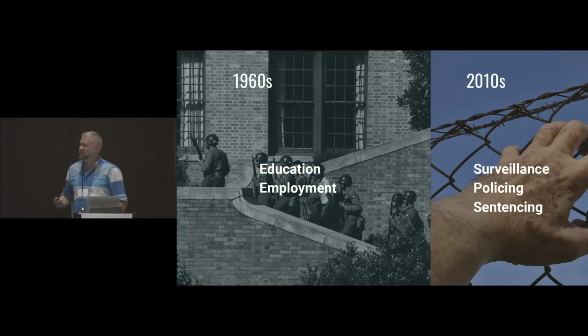And in the 1960s, the primary concerns of the fairness researchers that I looked at were to do with education and employment. Arguably, some of the highest profile concerns in the 2010s have been concerns around sentencing, policing, and surveillance.